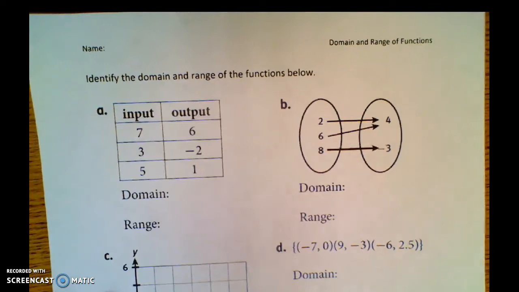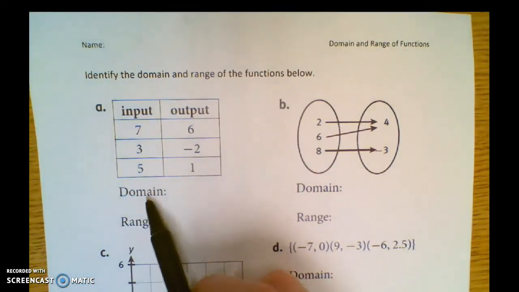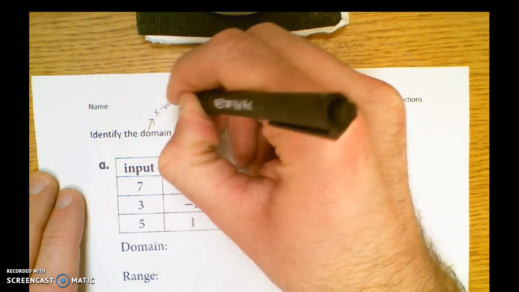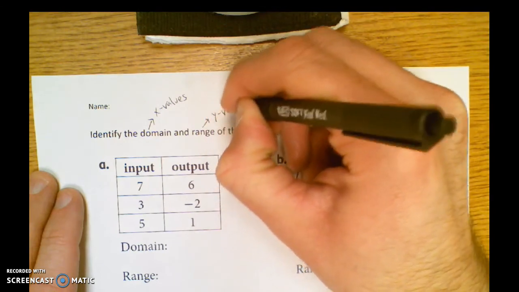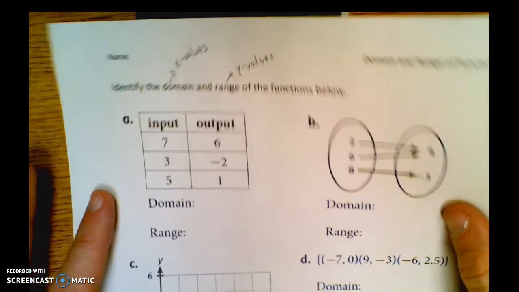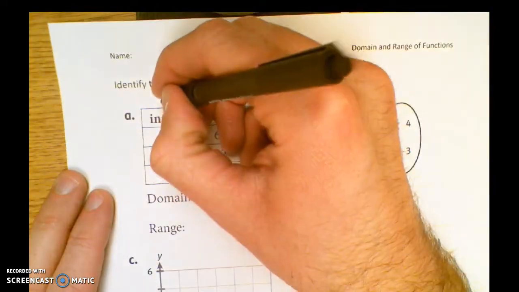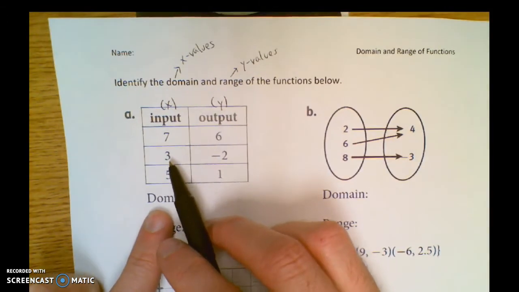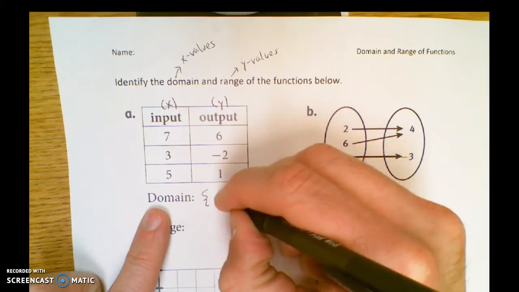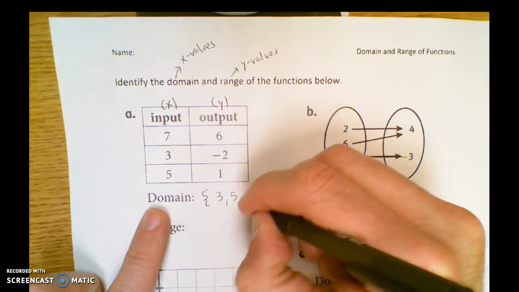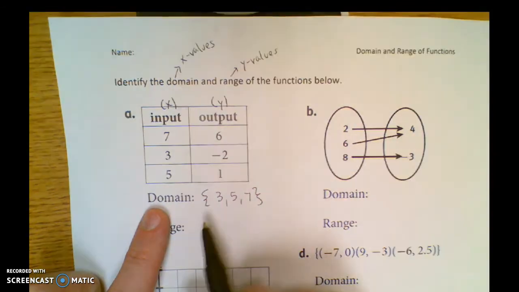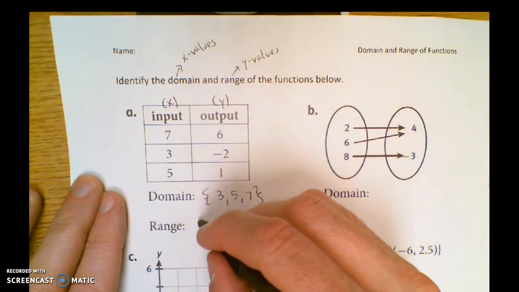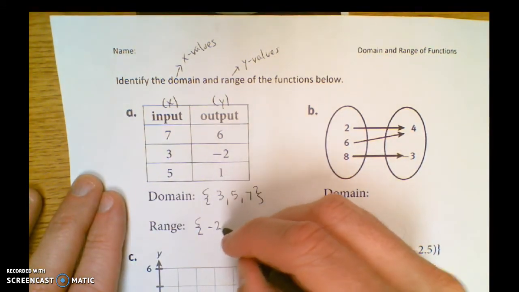So given this table, identify the domain and the range. Remember, the domain is your x values, and the range is your y values. So my inputs are always your x's, and outputs are always your y's. So for my domain, I'm going to list it in order. It goes 3, 5, and 7. And I put these little curly brackets because this means it's a set. So this is the set of my numbers that are in my domain. My range is my outputs in order from least to greatest.